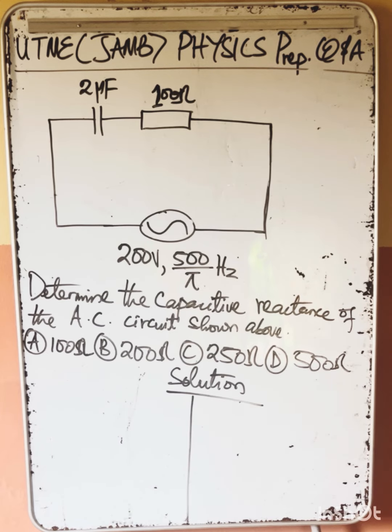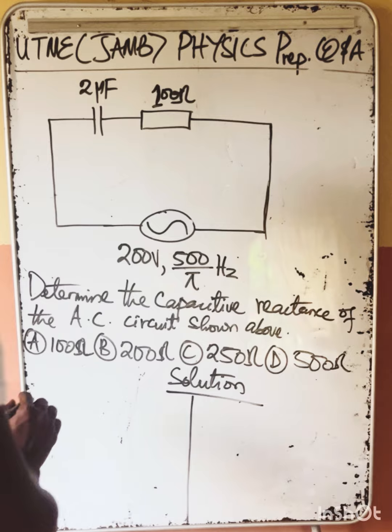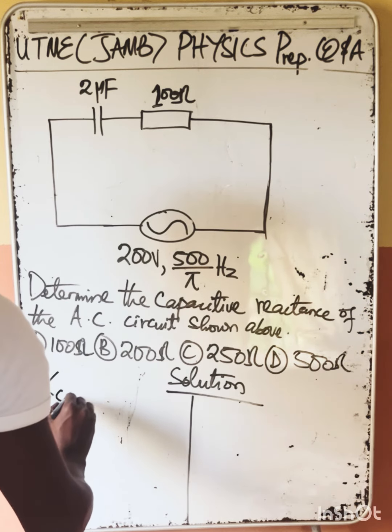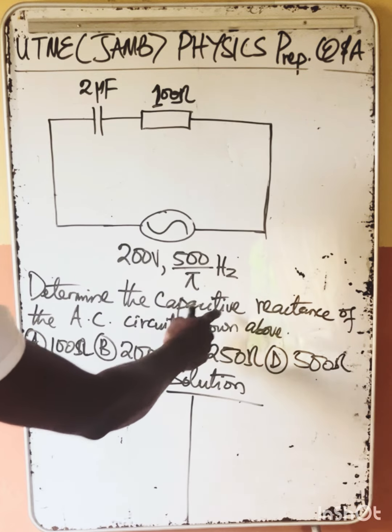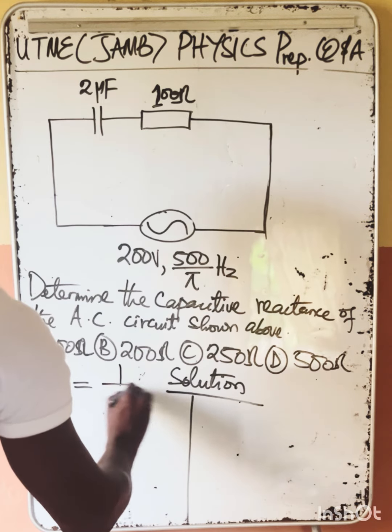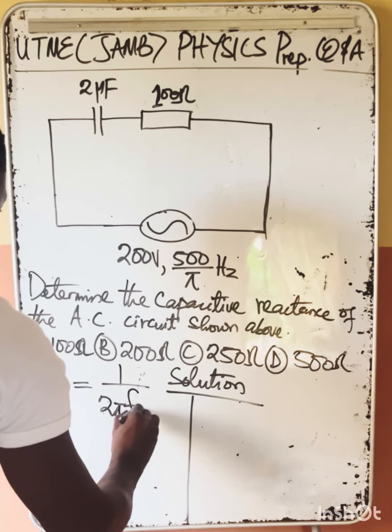If you've done this topic, this is a bonus question for you. If you haven't, then listen carefully to see what happens. So let's go. The right formula to use here is X subscript C, which represents capacitive reactance, is equal to 1 over 2 pi f c.